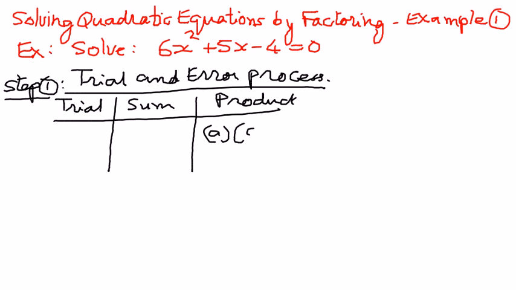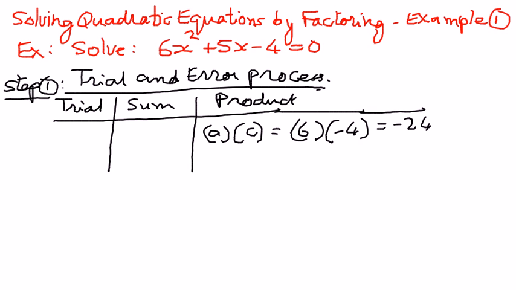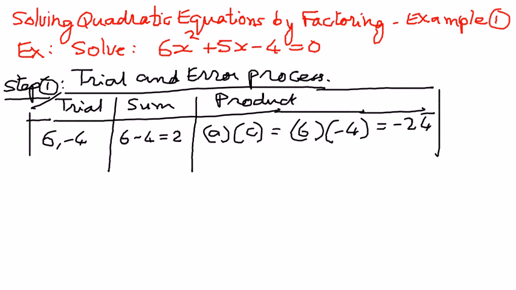A times C is 6 times negative 4. 6 times negative 4 is negative 24, isn't it? That is what we have. We want to keep negative 24 intact, but if I were to take 6 and negative 4, 6 minus 4 is 2, and what I need is a positive 5, but what I have here is a positive 2. Therefore 6 and negative 4, as a first trial, is no good. I'm going to put as not good.